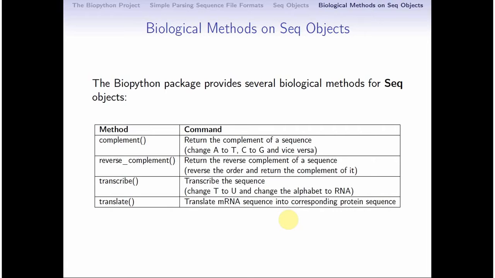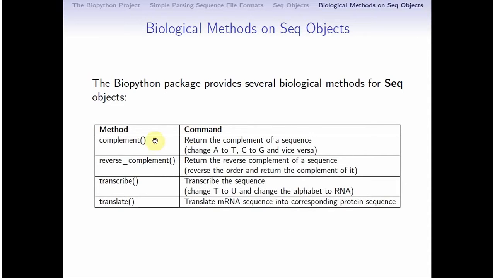Biological methods on sequence objects. Why is BioPython so useful? Because instead of writing all the functions from scratch again to find the complement, reverse complement, transcription and translation or whatever, the BioPython package straight away has all these functions. All you need to do is call the method, then everything will be okay.